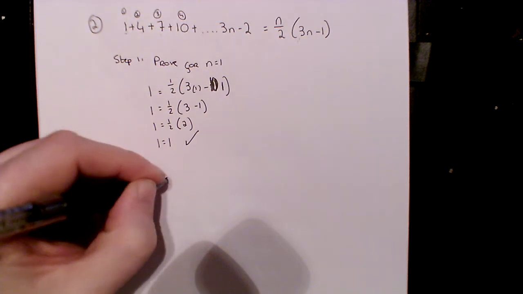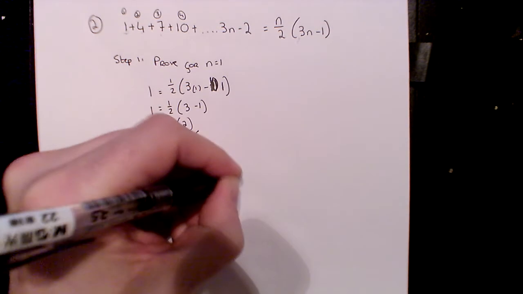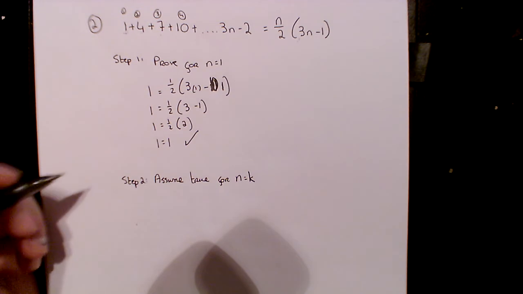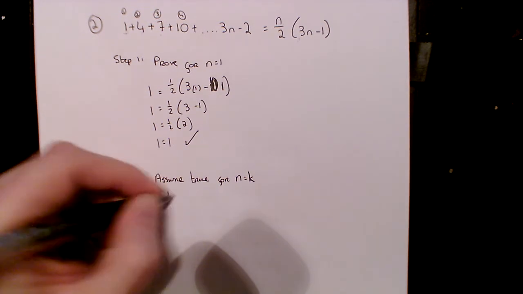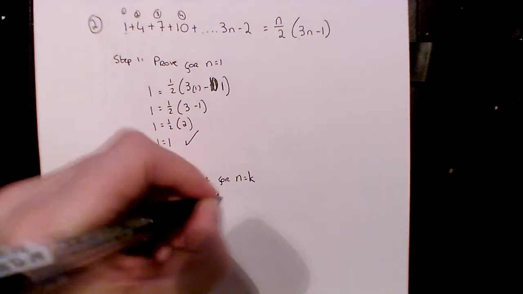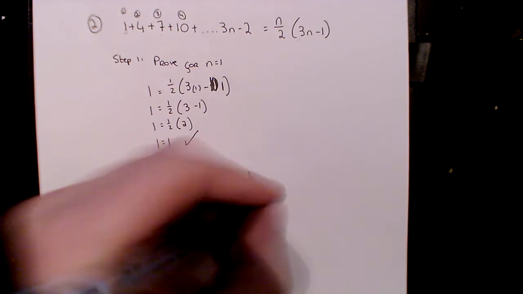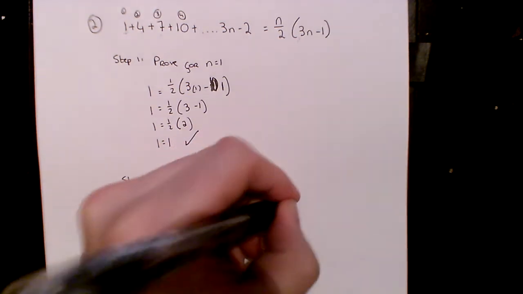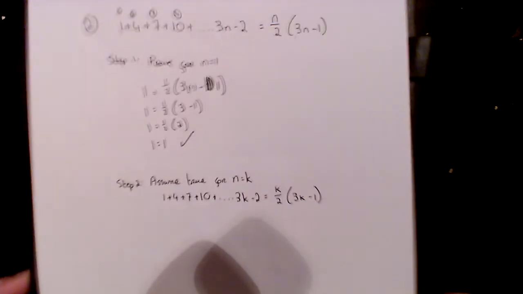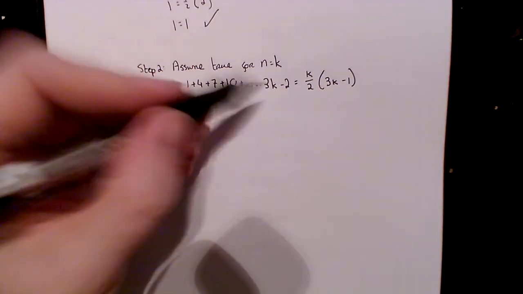Okay, we're going to assume true for n equals k. So we're going to assume it's true for a certain number. We do that by getting 1 plus 4 plus 7 plus 10 plus all the way up to 3k minus 2 should be the same as k over 2 times 3k minus 1. Okay, so we're going to assume that, and then we're going to prove that it's true for the next number, so k plus 1.